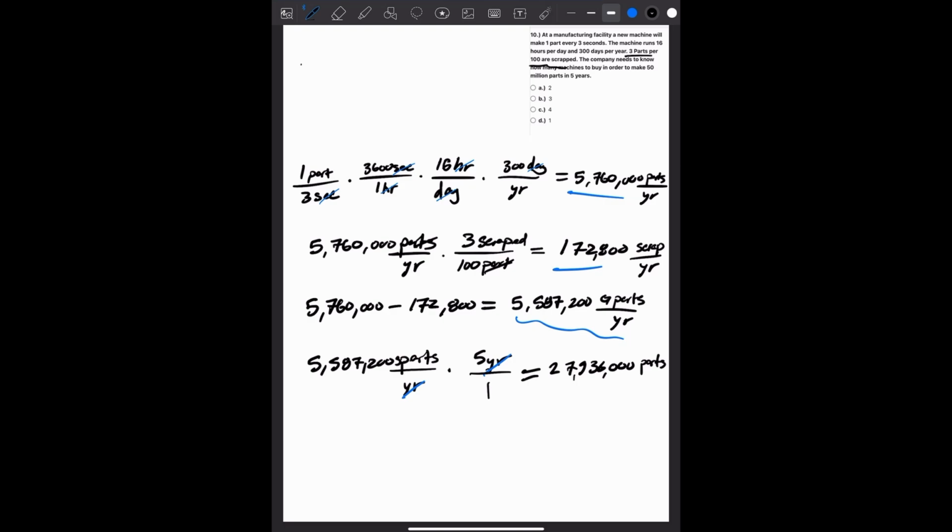Now the question is, how many machines would you need to make 50 million parts? So I'm going to simply divide 50 times 10 to the 6 parts by 27.93 times 10 to the 6 parts. So 50 divided by 27.9 is approximately 1.79 machines. Okay, you can't have a partial machine, so with that logic, you would say you'd need to get 2 machines to meet this goal.